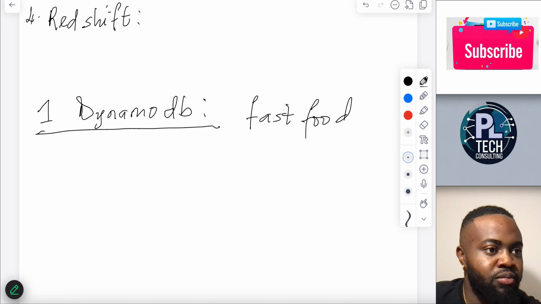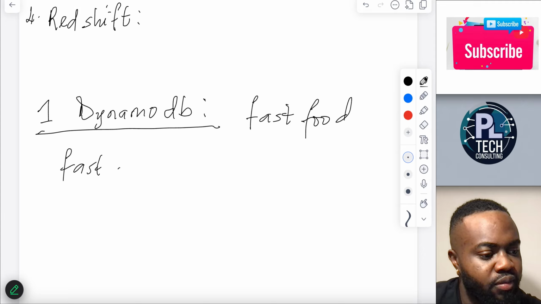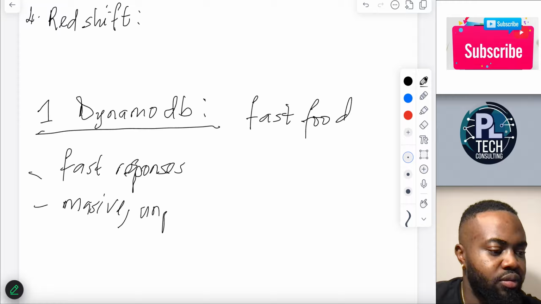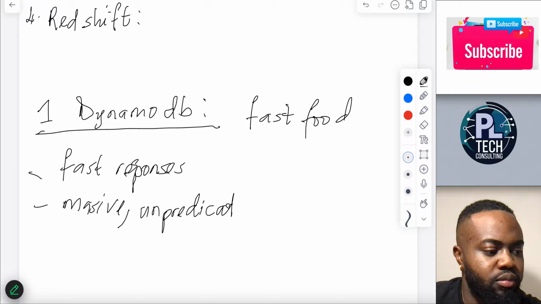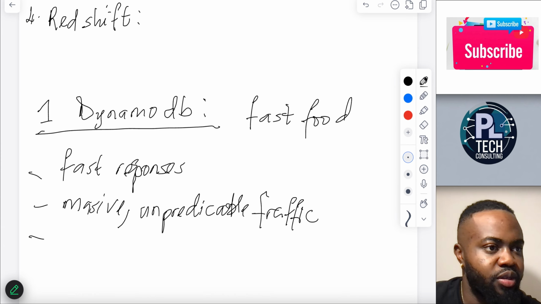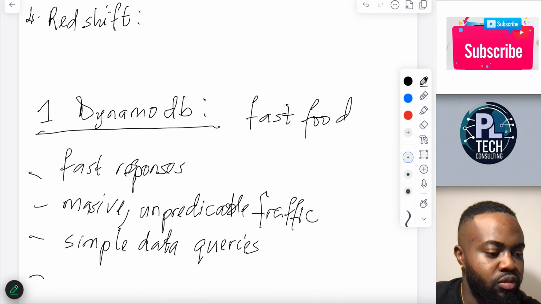So the best time to use DynamoDB is when you need lightning fast responses, when you have massive and unpredictable traffic, which is the same as fast food restaurants, and simple data queries, just like simple menus. Nothing complex. It also gives you the ability to scale on a global level.